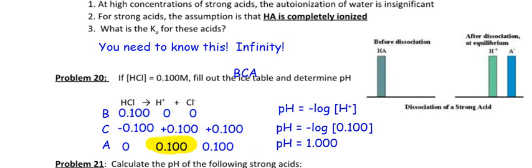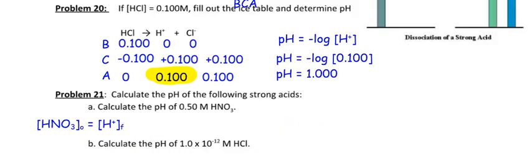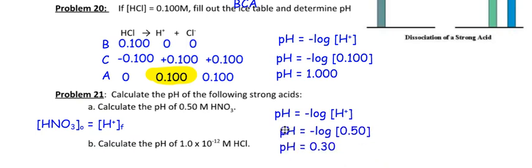So let's look at problem number 21. I didn't write out my BCA table. I'm using this whole idea right here. If I know my initial concentration of my strong acid, how many strong acids do you have? 6. Nitric acid is one of them, isn't it? So I can say it's 100% dissociated. So my original amount of nitric acid is my final amount of H plus. So if I know that my H3O plus was 0.50, all right, my pH is 0.30.